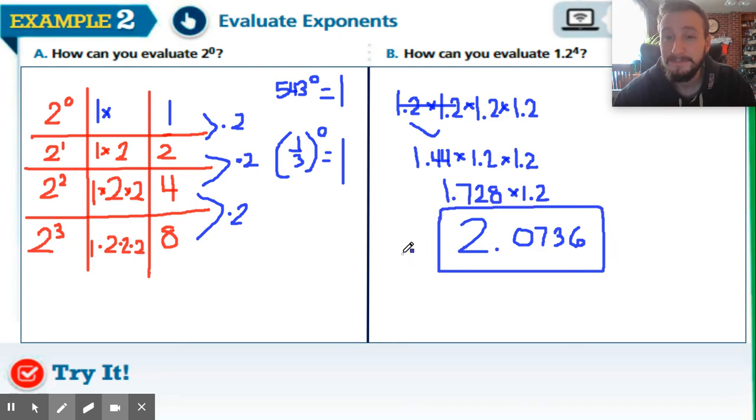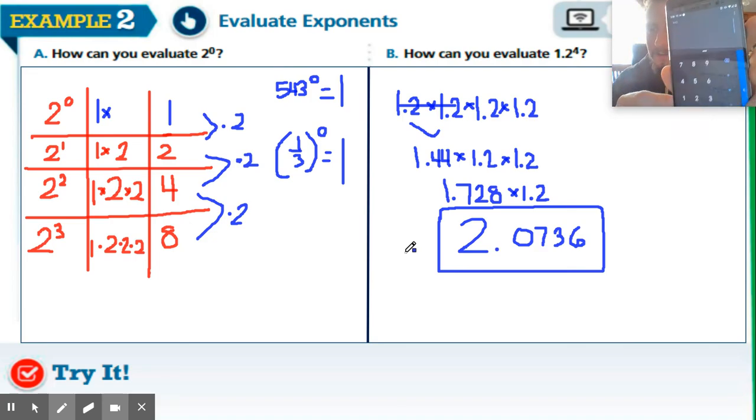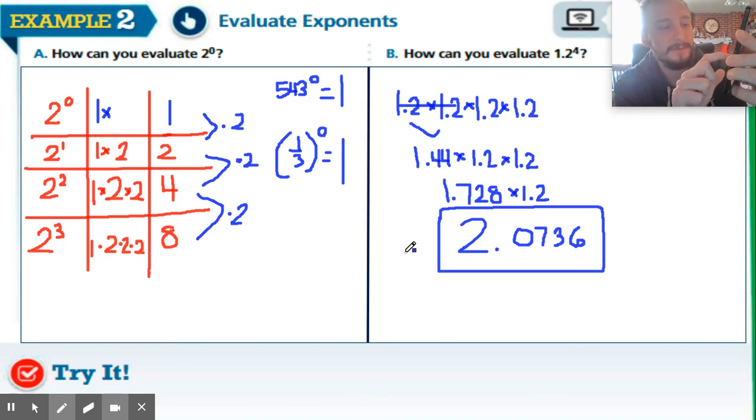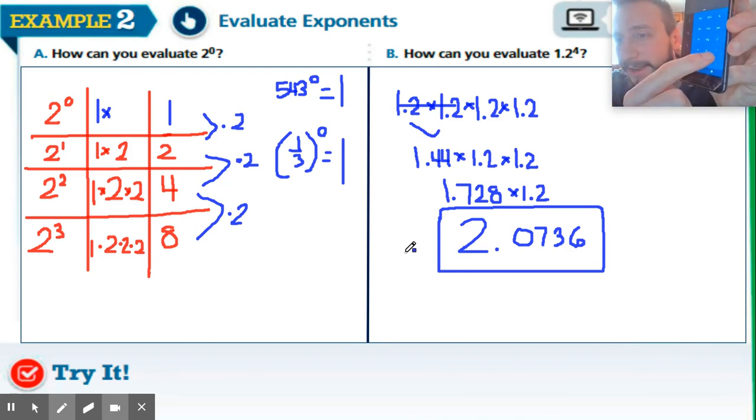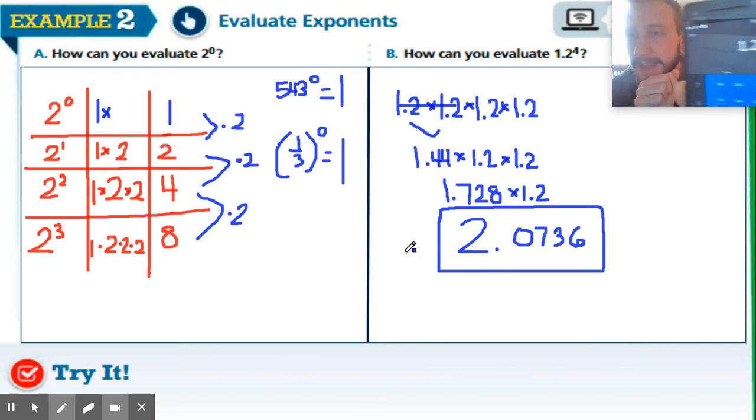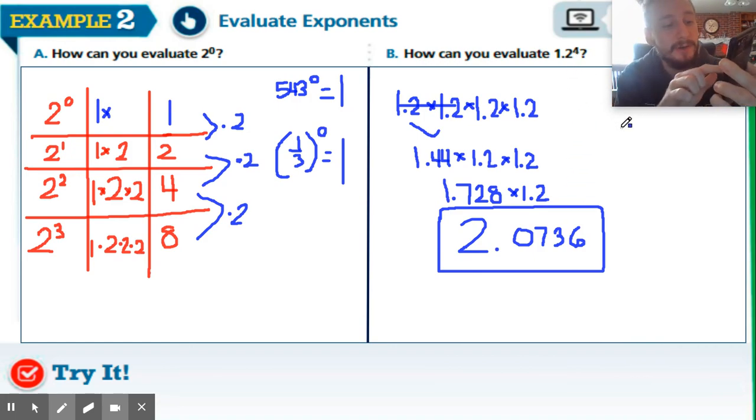2.0736. Okay? And another way that I could have done that, if I were to show you on my phone, if I typed in 1.2, for a lot of you who have a Google phone, if you swipe over, you'll see that caret icon right there. If you type it, now it says 1.2 caret. That means 1.2 raised to what number? Well, my exponent is 4. So if I did that, 1.2 raised to the power of 4, I get 2.0736. And there's your answer.